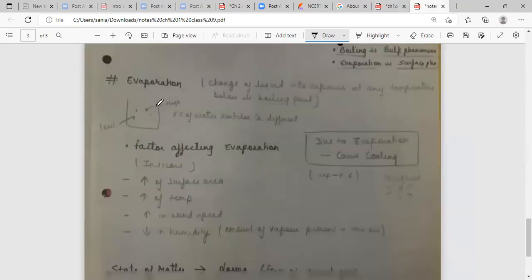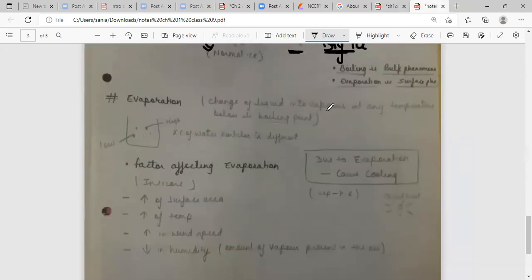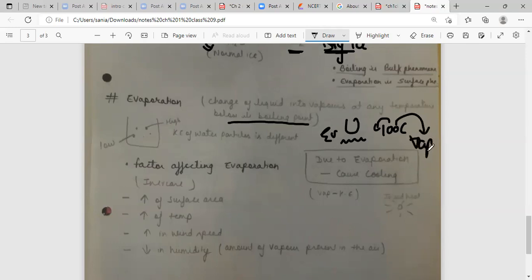Okay, so evaporation is basically change of liquid into vapors at any temperature below its boiling point. For example, you already know boiling point is 100 degrees Celsius. If before 100 degrees Celsius, liquid is converted into gaseous form, that will be evaporation. But if it converts after 100 degrees Celsius, that will be vaporization. Is it clear?